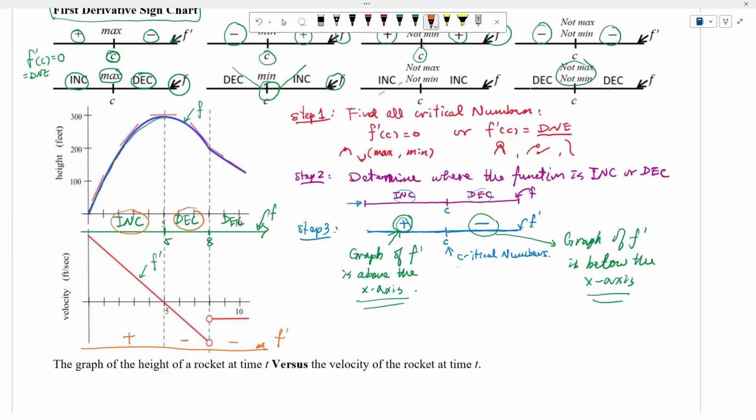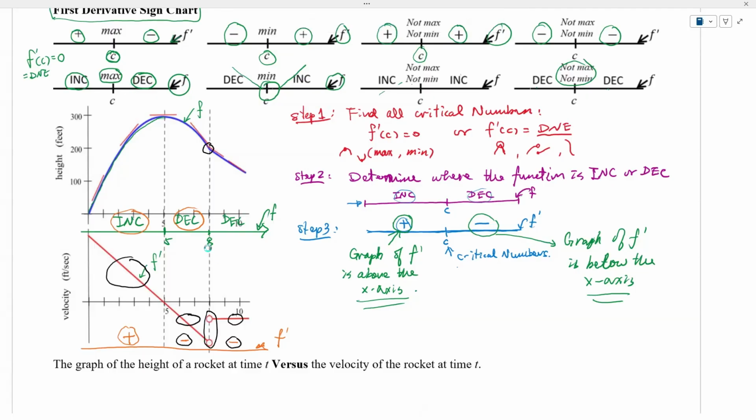Now to this graph, you will see that positive is above the x-axis, negative is below the x-axis. And why do we have a hole here? It is because we have a sharp corner here. So that's why it's undefined. f prime of 8 is undefined.